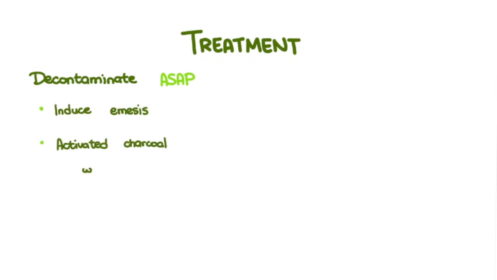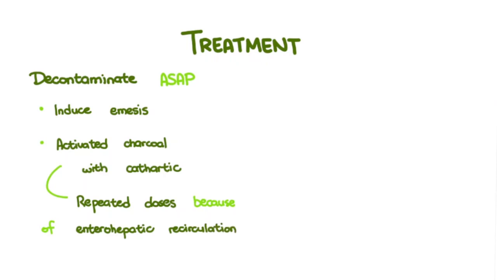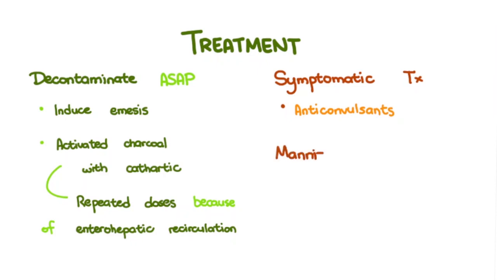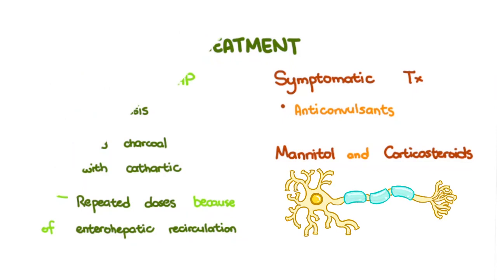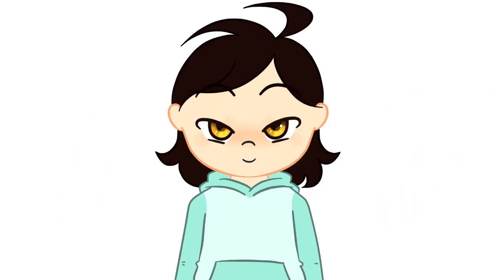Treatment. The goal is to decontaminate as soon as possible and prevent cerebral edema. So, induce emesis and give activated charcoal with cathartic. Repeated doses of activated charcoal help because bromethalin undergoes enterohepatic recirculation. And symptomatic treatment for the neurologic signs that arise, such as anticonvulsants for the seizures. You may think of using mannitol and corticosteroids for the cerebral edema, but this isn't helpful because the edema is intramyelin. And I'll end this video here.